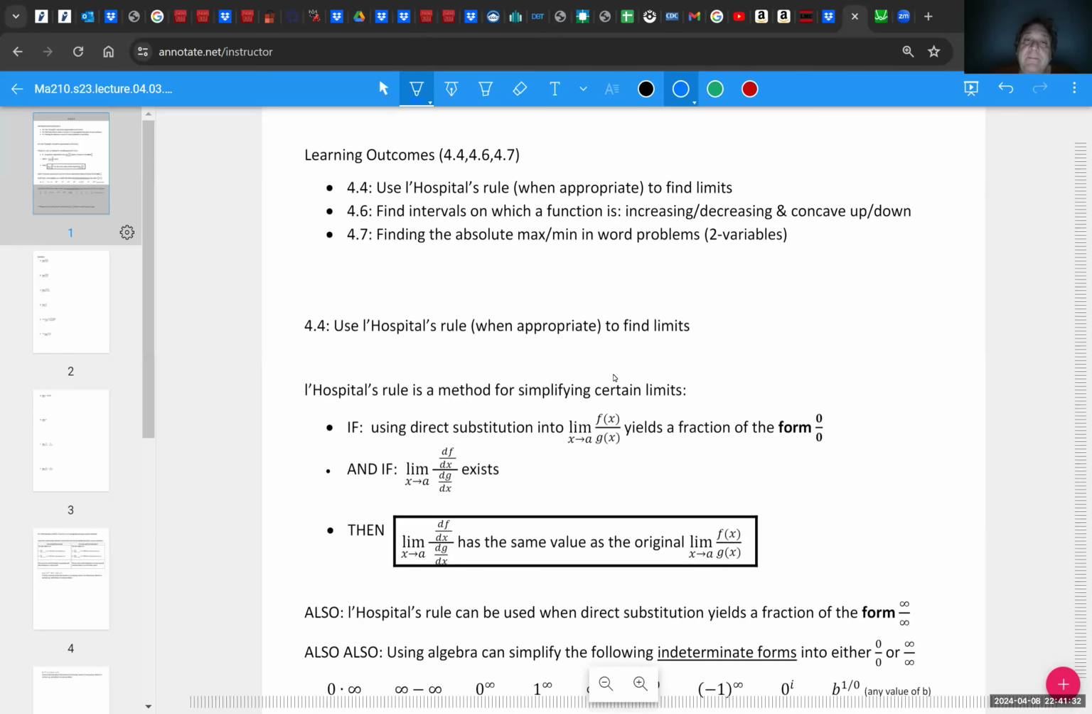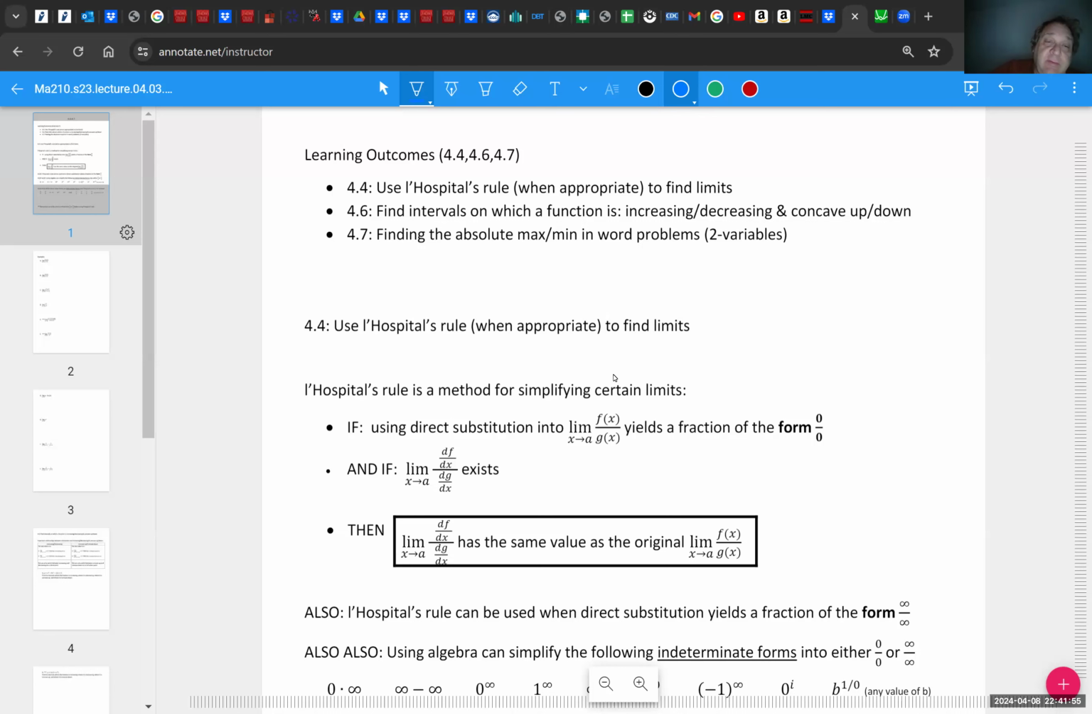Hi there, welcome. This video is on using L'Hopital's rule to find certain kinds of limits, specifically limits of fractions that look like an indeterminate form. I'll explain that vocabulary in a minute. This is on section 4.4. So first of all, let's just explain what L'Hopital's rule is.